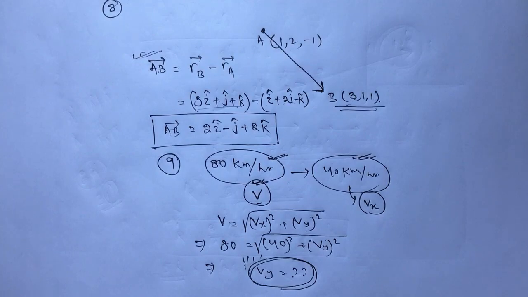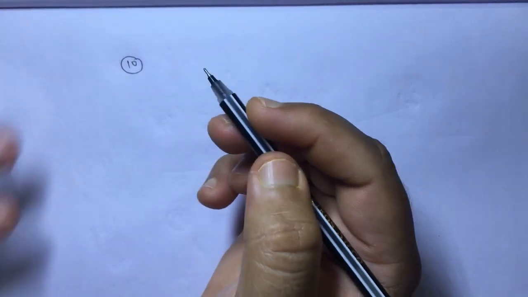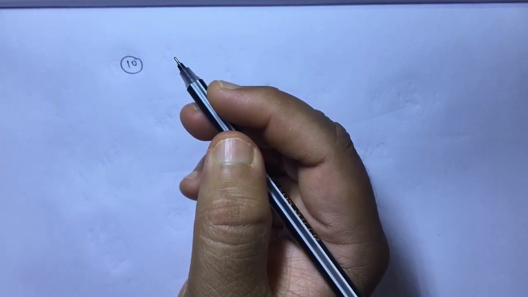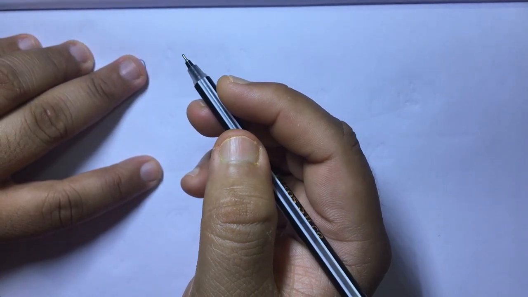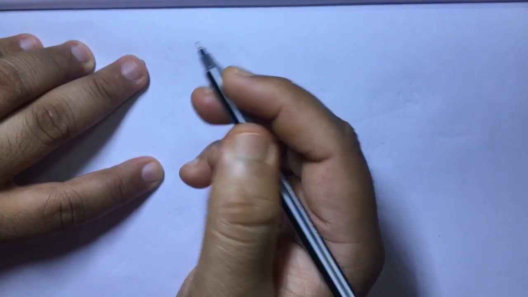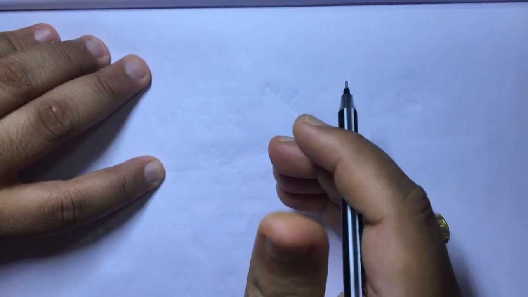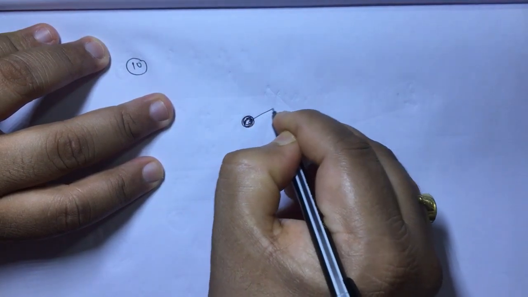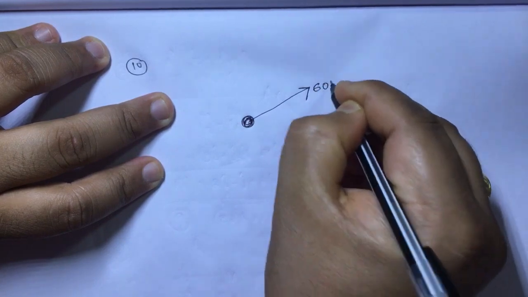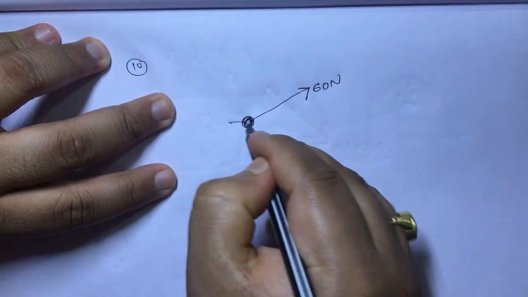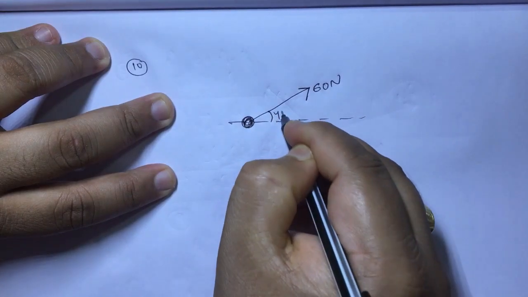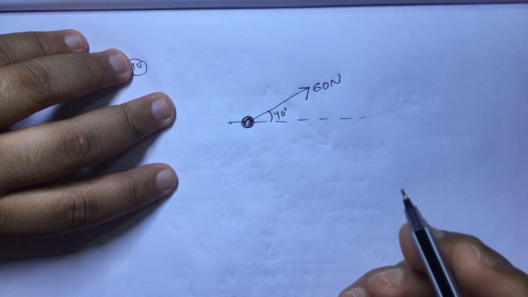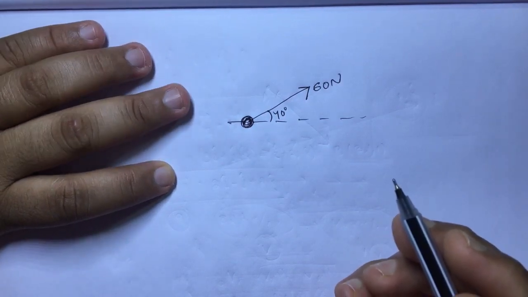Now let us come to the next question. This is also a very direct question, but it contains a very small concept. A rope is attached to a stone. A child pulls a rope attached to a stone with a force of 60 Newton. There is a stone here and a child is pulling it with a force of 60 Newton, and it makes an angle of 40 degree with the ground. Calculate the effective value of the pull tending to move the stone along the ground.